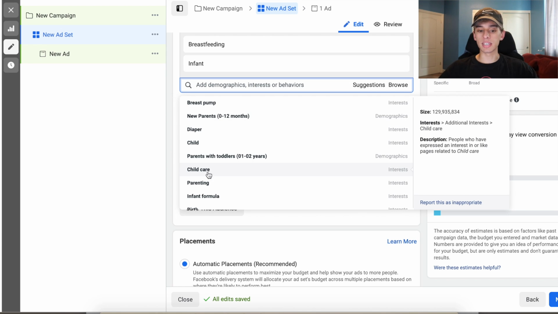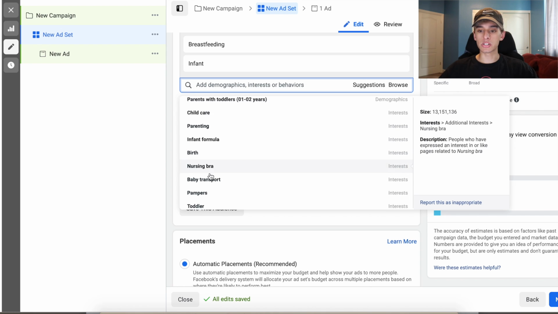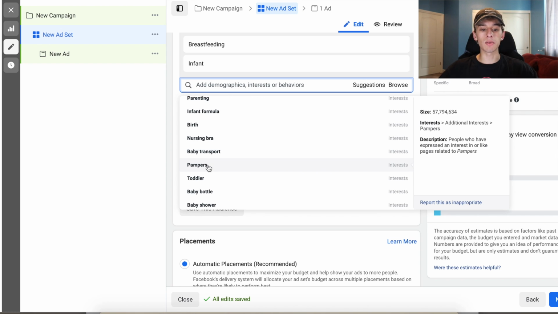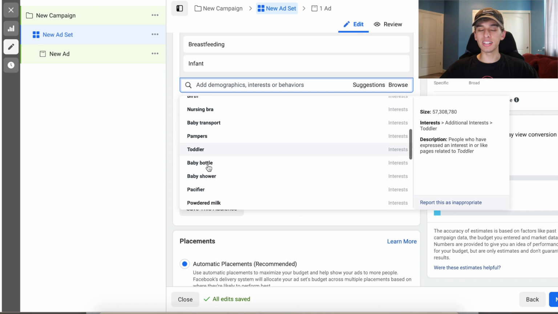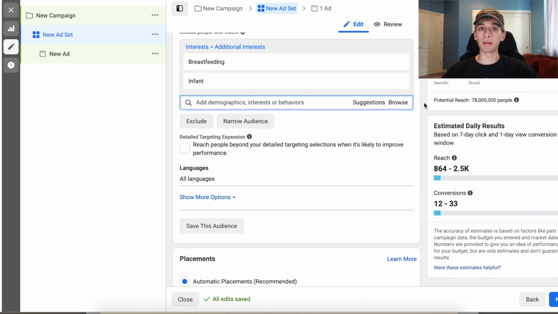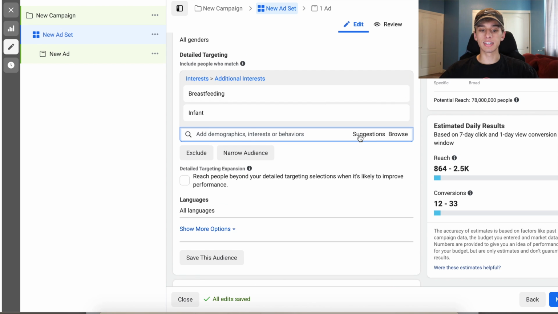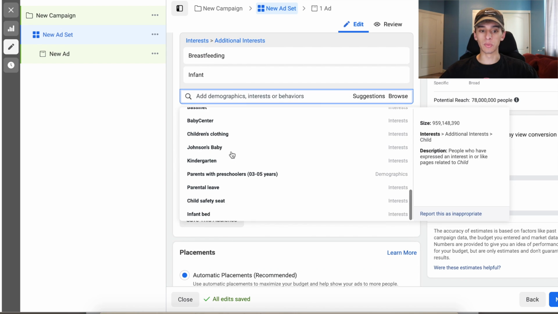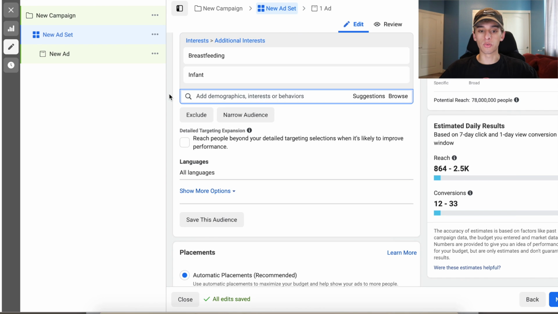Another good one down here is infant formula, 24 million. Birth, nursing bra, baby transport, Pampers. All of these are amazing. Toddler. Like, they're just feeding you so many interests. Selling to a parent or parents who have newborn kids, it's very easy because there are so many interests just like this, and Facebook feeds you them for days. So that is essentially how I would do the targeting for this product as well.